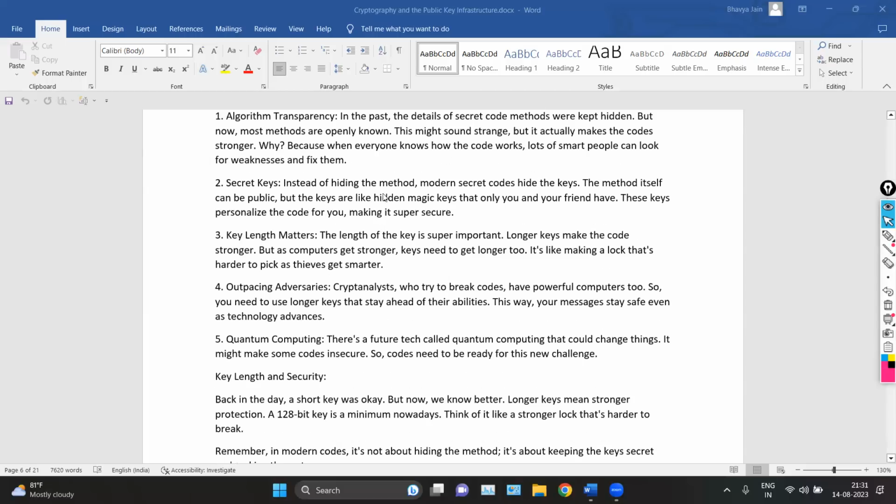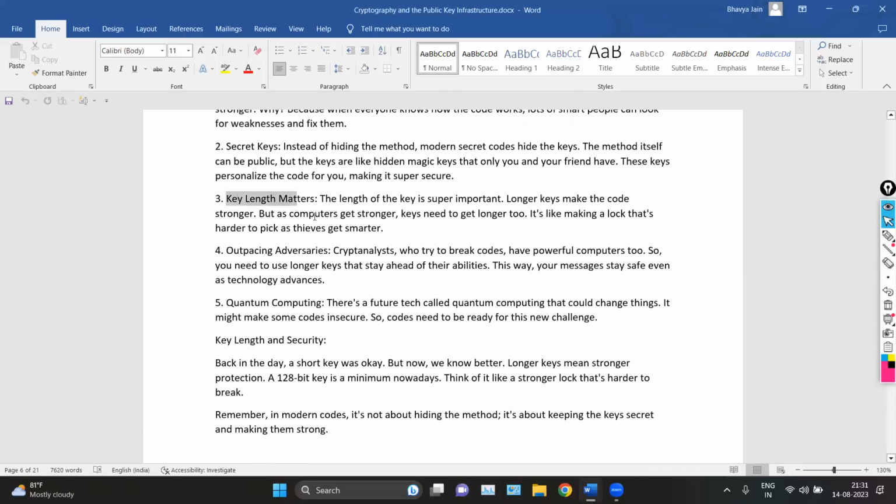Then we have secret keys. Instead of hiding the method, modern secret codes hide the keys, so the method itself can be public, but the keys are secret. Now, key length matters, which we have already discussed. The longer the key, the more computational power you need to crack it, and not everyone has access to high computational power.